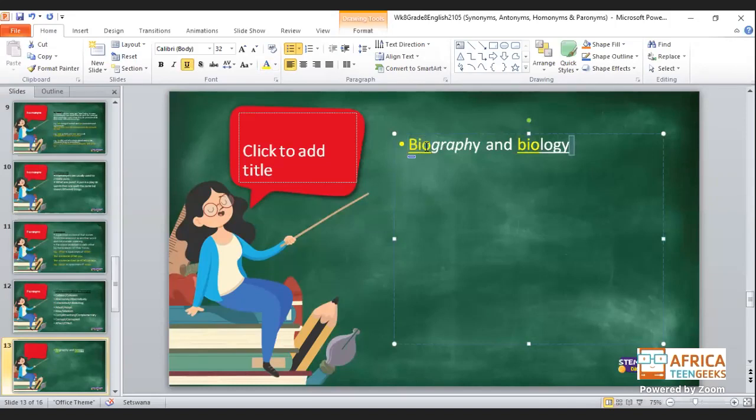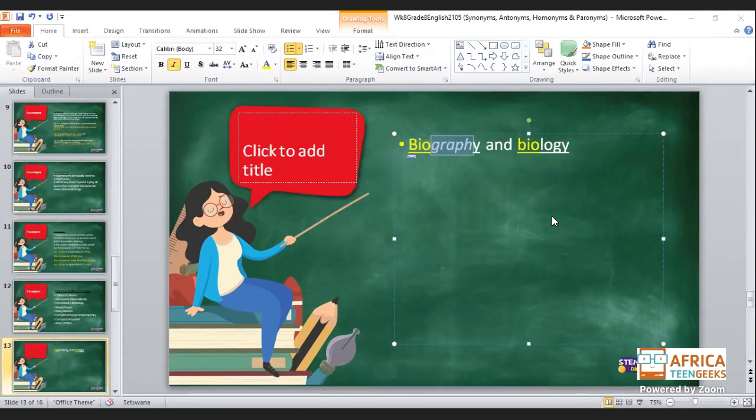Bio is a prefix, graph is the root, and this y is a suffix. So I'll underline it in white. You'll see here that the root is graph, and in biology there is no graph. So biology only has the prefix bio and the suffix logi. It doesn't have a root. Therefore, biography and biology are not paronyms. Are you with me, Mkon? Do you understand now? Okay, now let's go to the next question.